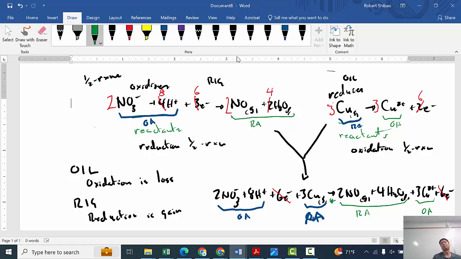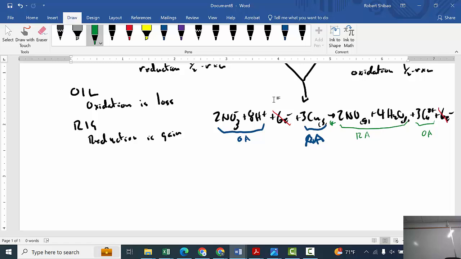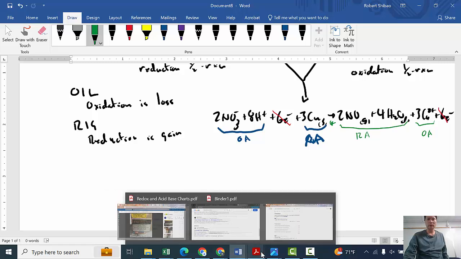Then pick one. All you need to do is either the oxidizers or the reducers, whichever is easier. In this case, let's just look at the oxidizers. So we're comparing nitrate in acid versus copper 2. We ignore the coefficients. It just tells us the right stoichiometric ratio.